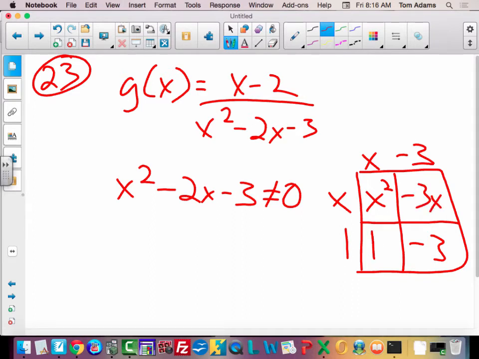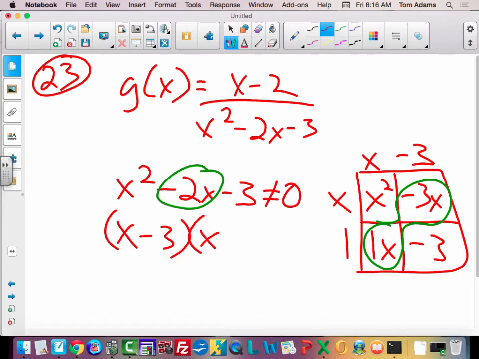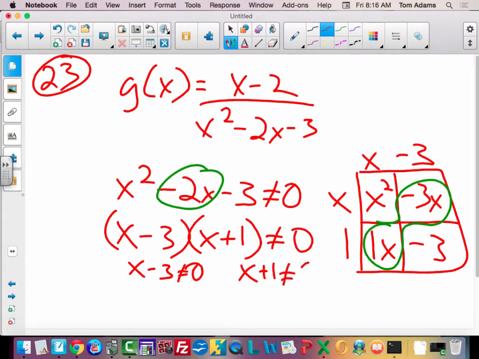Negative 3x, positive 1x. I combine like terms. Yep, that equals my middle term. So this whole thing factors to x minus 3 times x plus 1, which cannot equal 0. x minus 3 cannot equal 0, x plus 1 cannot equal 0, or x cannot equal positive 3, or x cannot equal negative 1.